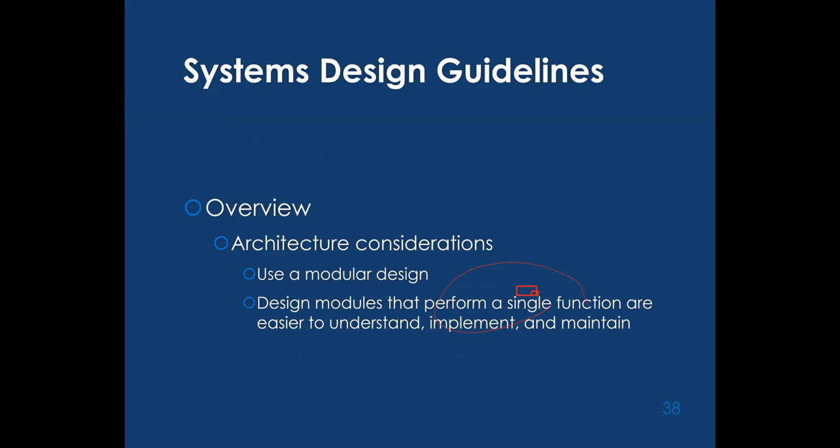The next one is architecture. Before that we talked about data, now we talk about architecture. Architecture consideration: we use a modular design. Try to use modular design so that it will be reusable, and you can eliminate modules when you don't want them. Design modules that perform a single function are easier to understand, implement, and maintain.